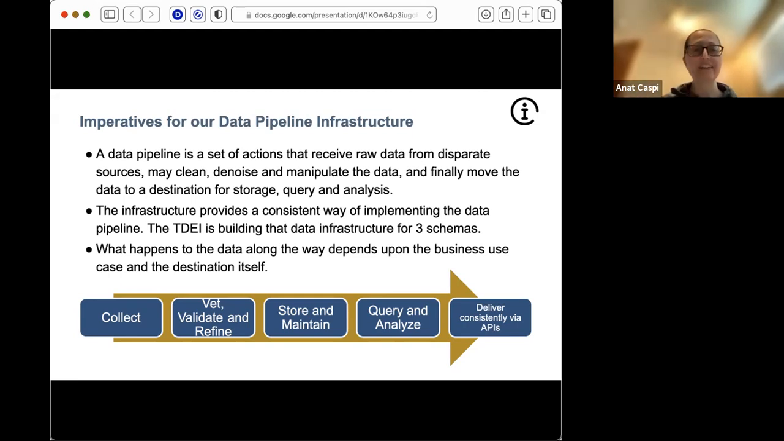So what's imperative for our data pipeline infrastructure? This is, again, facing some people who are not necessarily data scientists. So I did put this in here to describe the full data life cycle that data might live through. And we need to fully support these different sets of actions that go from raw data collection, and of course a lot of denoising and cleaning, through vetting, validation, and refinement. So that's another part of the data lifecycle, which we intend to support.